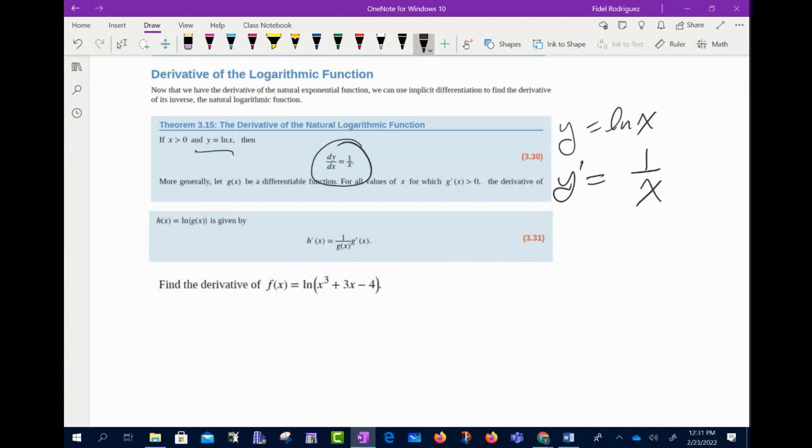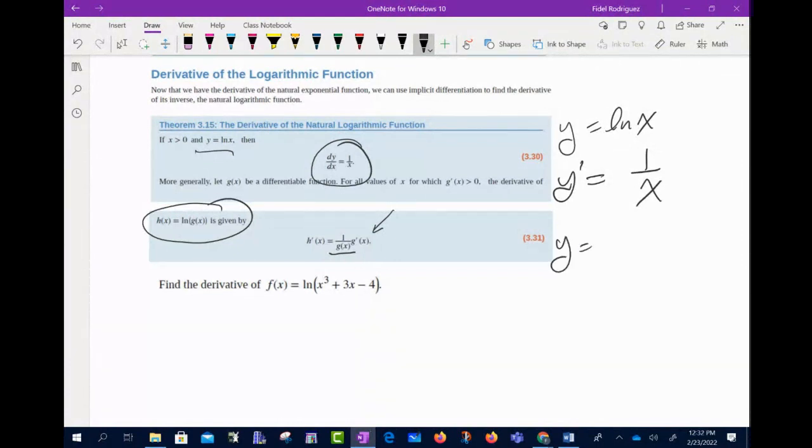The second part says if we're looking at a function h of x, which is the natural log of some function g of x, right? Instead of just the natural log of x, we might have the natural log of x squared plus 5, or the natural log of the sine of x. It won't just be an x, it'll be an expression. Then we take 1 over whatever that inside function is, and use the chain rule to take the derivative of the inside function, okay?